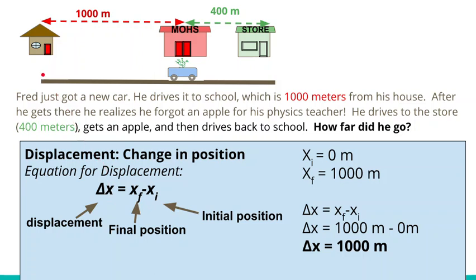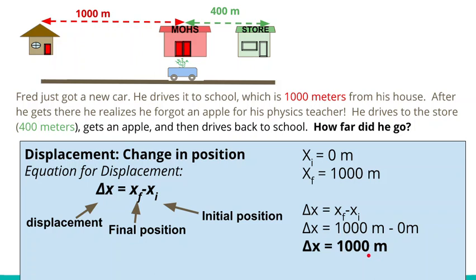So for Fred, we're going to identify his starting position, and we'll say he started at an x position of 0. So that means our x initial is 0 meters. Now it doesn't matter where he went. What we care about is his final position, which is at the school. And the school is 1,000 meters away from his house. So his final position is going to be 1,000 meters. Then we can find his displacement, which is his final position minus his initial position, or 1,000 meters minus 0 meters. And it gives us 1,000 meters as his displacement.